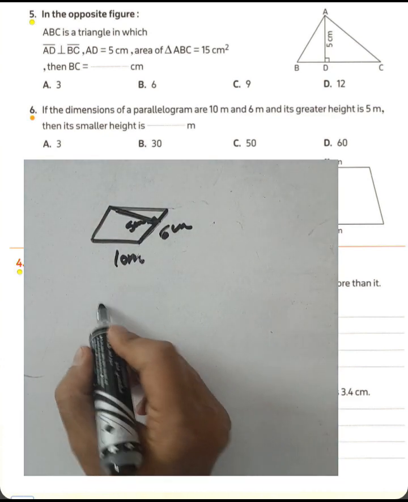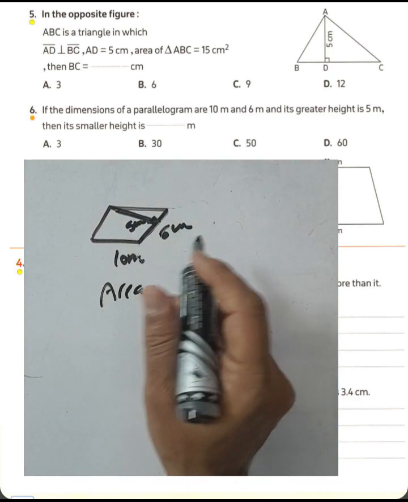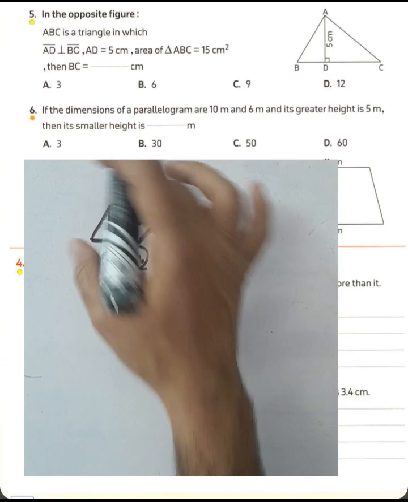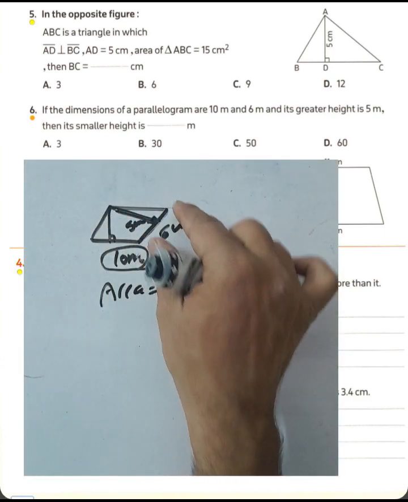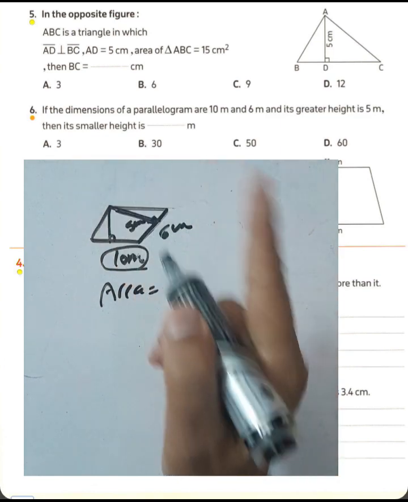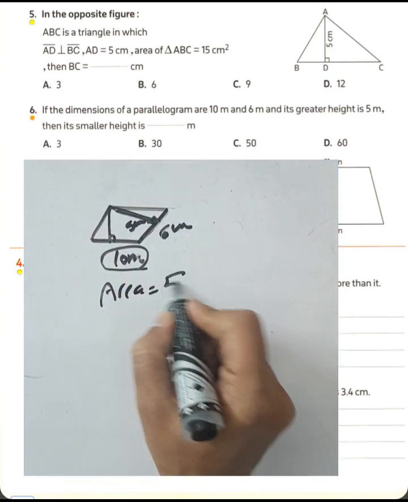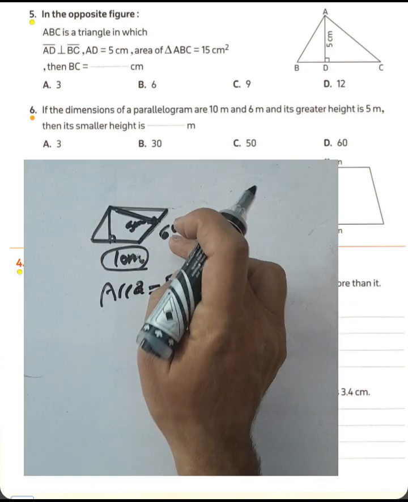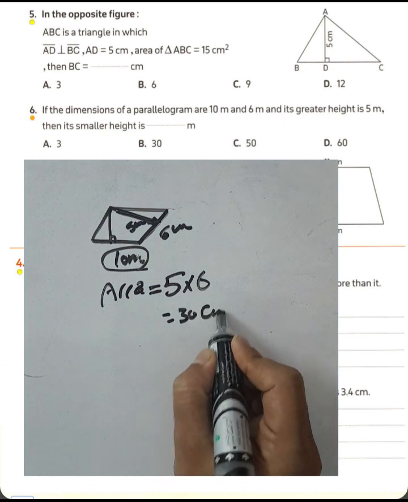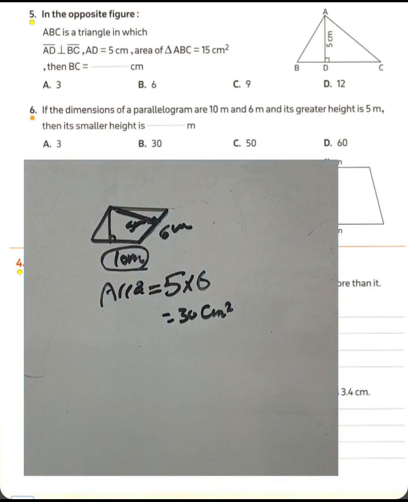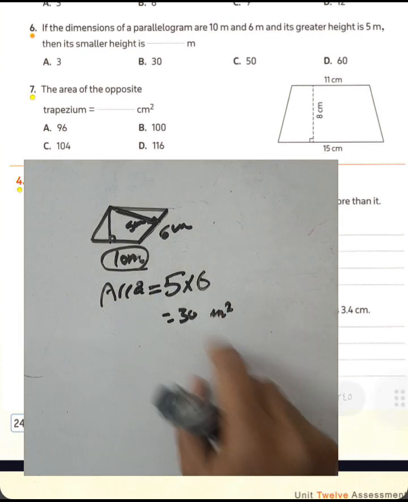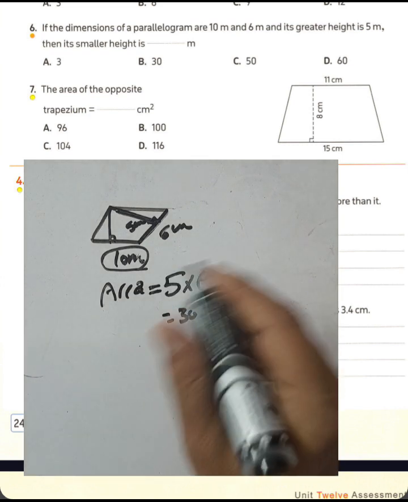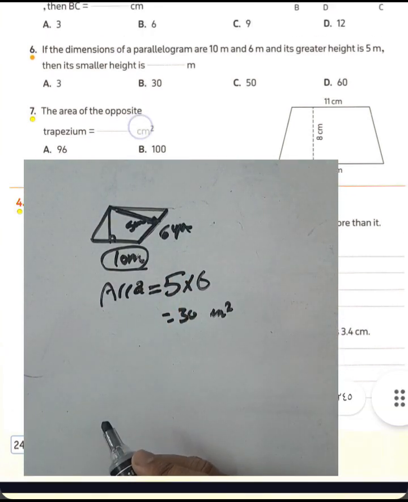Okay, then we can find the area by product the greatest base by smallest height. But we haven't the smallest height, we have the greatest height, to the smallest base. Okay, the greatest height, he tells us here, the greater height is 5. Product by smallest base, 6 or 10, it will be 6. 6 is the smallest base. 6 times 5 equals 30 square centimeter or meter, because the dimensions here are meter and here meter. He tells us all dimensions are meter.